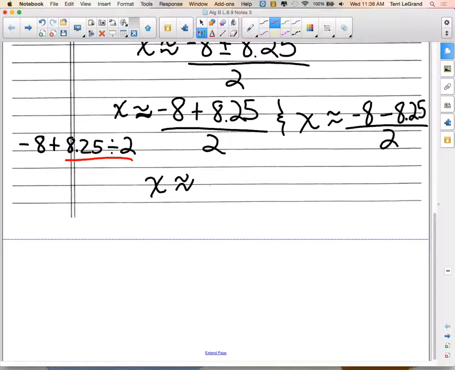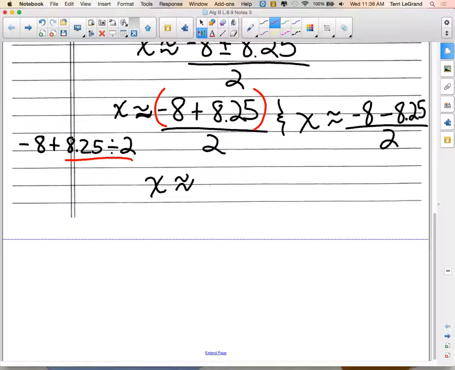So let's try this again. If we're going to put it into our calculator in one fell swoop, we need to put this part in parentheses. So do parentheses, -8 plus 8.25. Close your parentheses, say, okay calculator, here's my numerator. Thank you for adding that together for me. Now divide by 2.